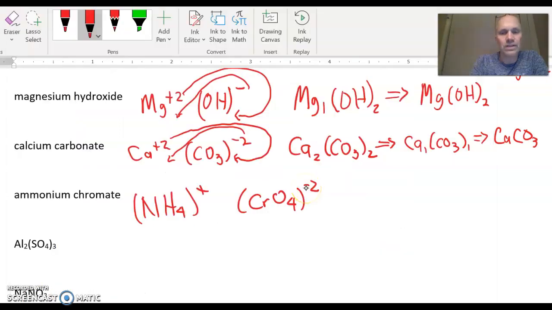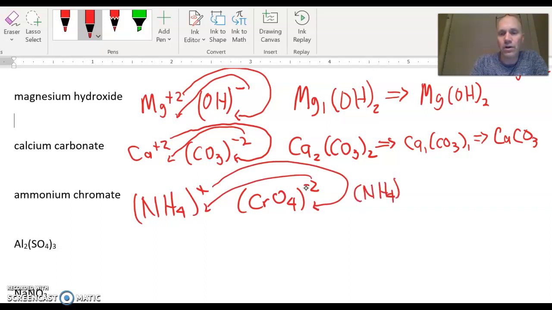Okay, crisscrossing these guys, we're going to move that down there. We're going to move the 1 over here, parentheses, NH4 2, parentheses, CrO4, parentheses, 1. And then what you can see here, we need to evaluate the ratios, the 2 and the 1.